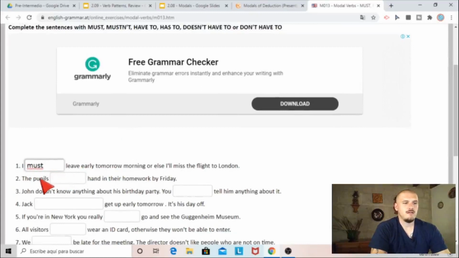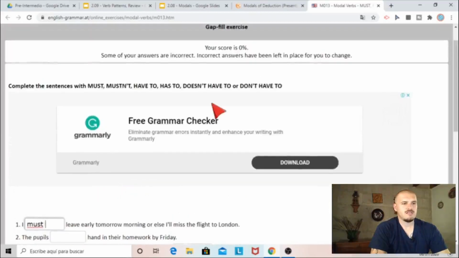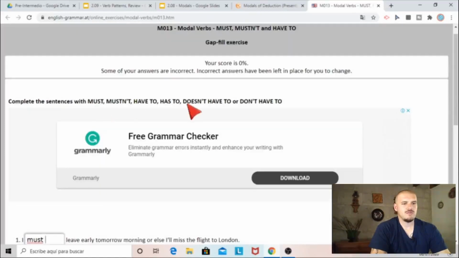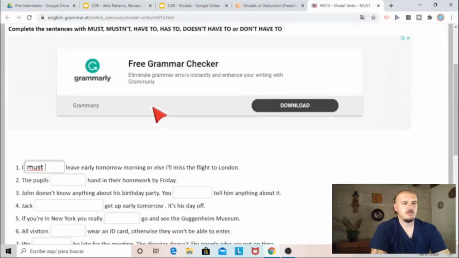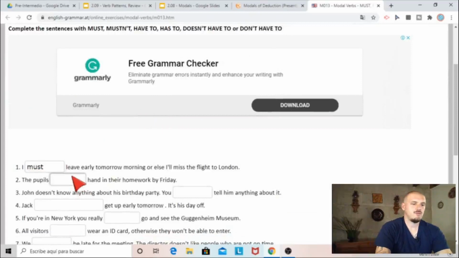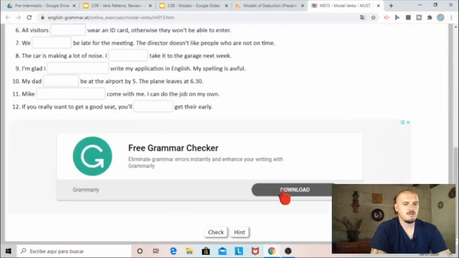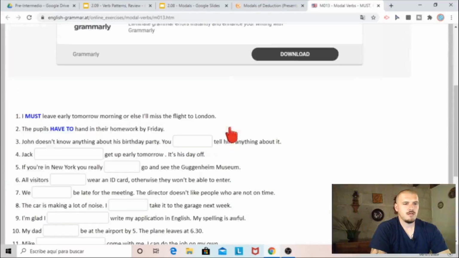Okay. The pupils hand in their homework by Friday. Los alumnos entregar su tarea el viernes. Ok. No creo que va a ser should. Ok, creo que otra vez estamos hablando de obligación, must or have to. Esta vez voy a escoger have to, aunque must también funcionaría. Let's check it. Okay, awesome. Have to. Finish the rest of the activity and I'll see you in a moment.